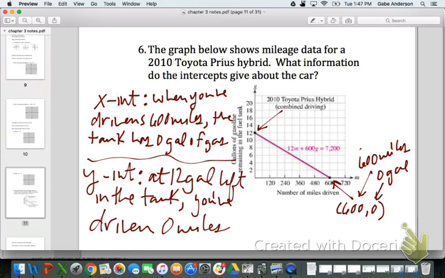This other point, the other intercept, the coordinate there would be 0, comma 12. That means that I have driven 0 miles, and I still have 12 gallons left in the tank. It's not saying that after you've driven 600 miles, you still have 12 gallons. We're talking about 2 separate points. One of them is you haven't driven at all and your tank is full. The other one is you've driven a lot and your tank is empty. Okay. Does that make sense?